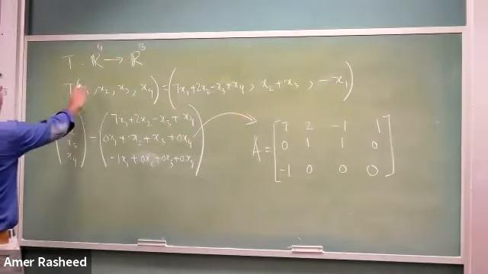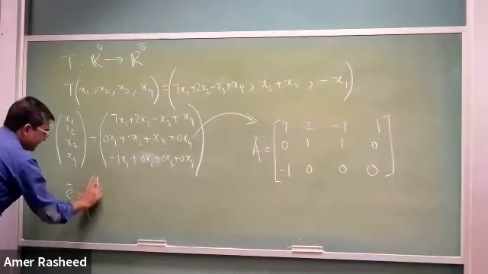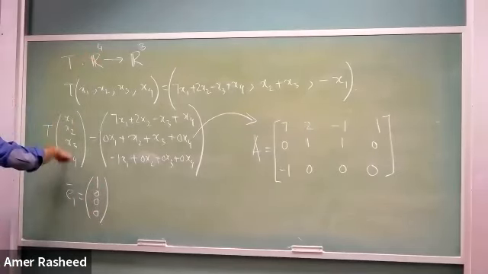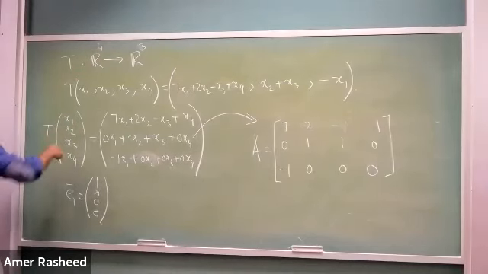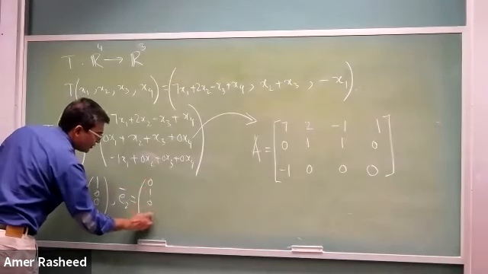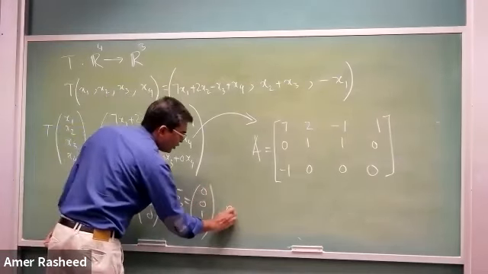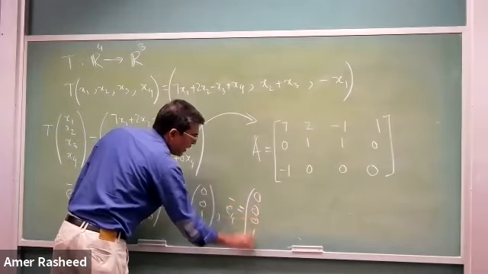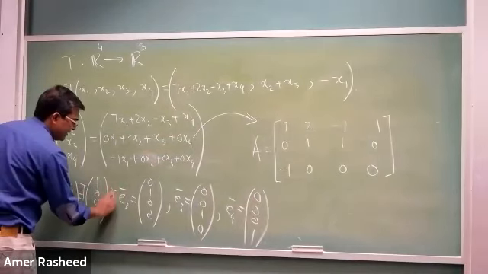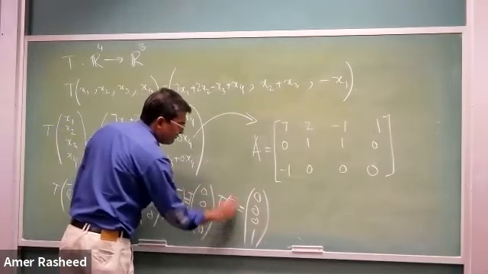You write the standard basis vectors, the standard unit vectors, E1, which is 1, 0, 0, 0, because we have elements in R4. So we have to write the standard unit vectors of R4. So it is 1, 0, 0, 0. E3 is 0, 0, 1, 0. And E4 is 0, 0, 0, 1. And then you have to find their images, T of E1, T of E2, T of E3, T of E4.